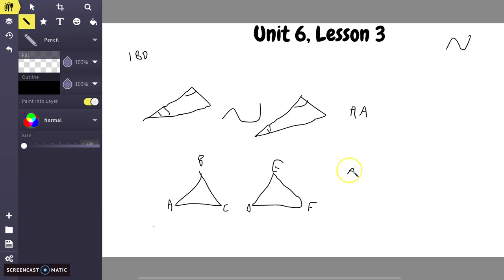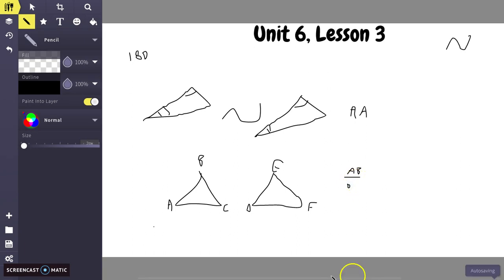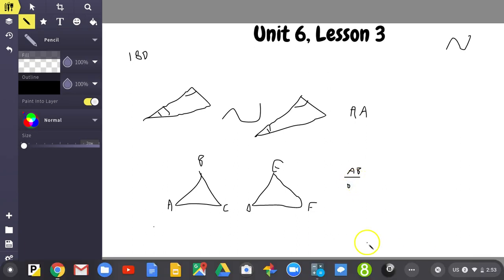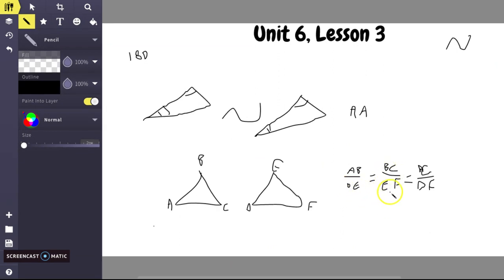So this is what I mean. If A, B over D, E. Here, I'll just write it since it's taking so long, and then I'll unpause the video when I'm done. Okay, so we're back. If AB over DE is equal to BC over EF is equal to AC over DF, that means that the triangles are similar.